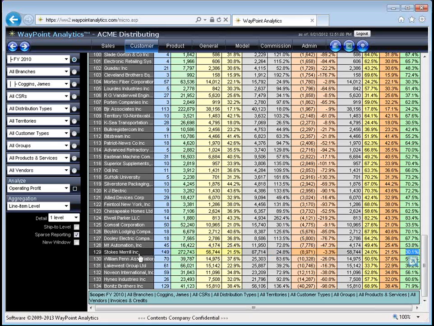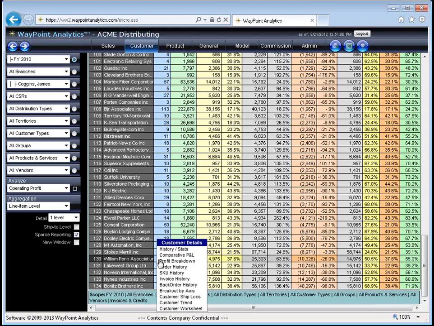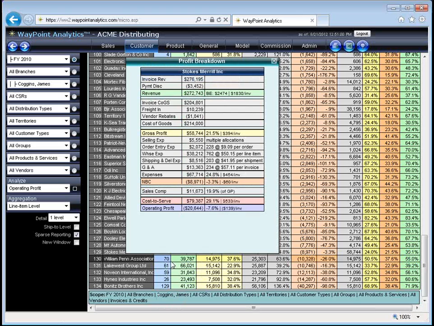So that's kind of good in the abstraction, but how do we find out what exactly we would do? How would we talk to the customer in order to be able to make that change? And so what we can do is pull up a profit breakdown for Stokes Merrill and get a sense of where all this money is going and what it is that they're doing that makes the expenses so high. So what we can take a look at is the $58,000 gross profit we have here.